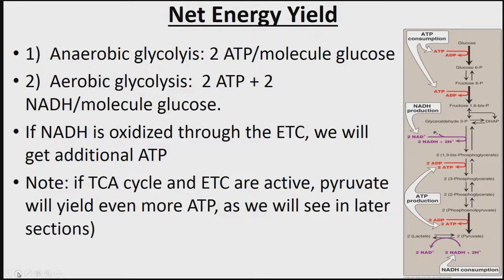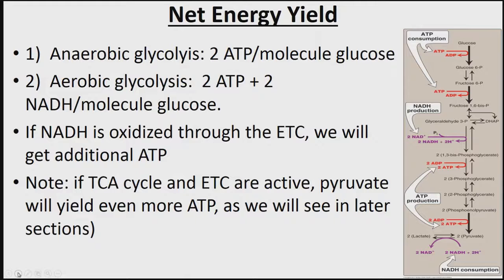So what's the net energy yield? Under anaerobic conditions, you will get 2 ATP per molecule of glucose. You'll get a net of 2 ATP. You invest 2 ATP to start with, you end up with 4. And if you're going back through and trying to figure out where those 4 come from, remember each 3-carbon skeleton goes through twice in those ATP generation steps. So you end up with 4.